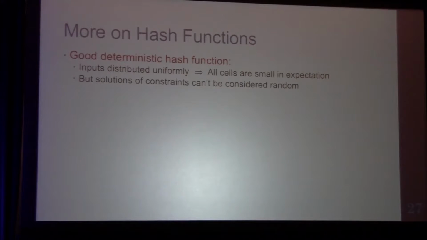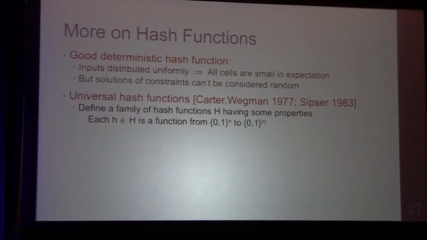And so, finding deterministic hash functions which will ensure that the solutions are distributed nicely among different cells is an almost impossible situation unless the constraint is very, very special. So what we use instead is this class of hash functions called universal hash functions, which was originally proposed by Carter and Wegman in 1977, used by Simpson to solve hard combinatorial problems in 1983.